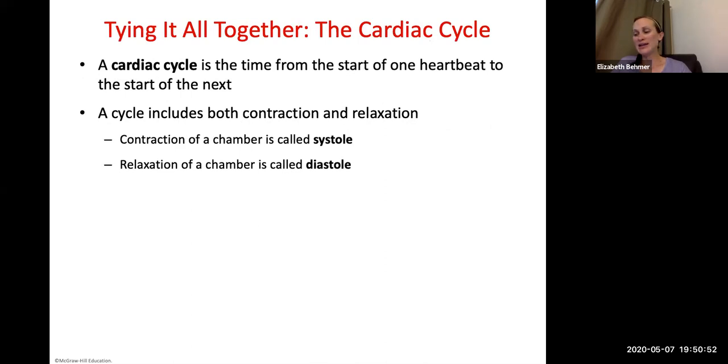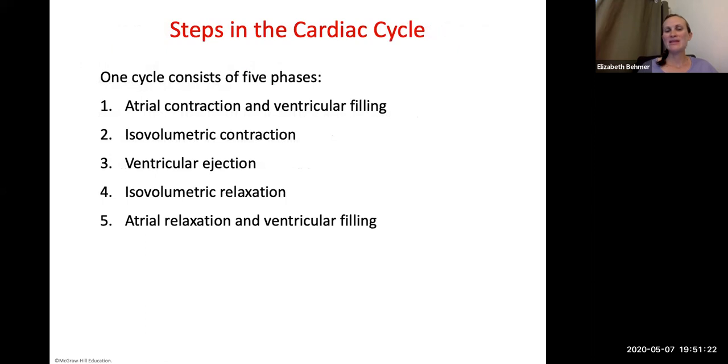A cardiac cycle is all of the events involved in a single heartbeat, and that's your final note question. I think we've covered all the note questions up to this point. So that's Roman numeral 11. The cardiac cycle is the time from the start of one heartbeat to the start of the next. A cycle includes contraction and relaxation. When a chamber contracts, we call that systole, and when it relaxes, we call that diastole. This is important when we get to blood pressure, which we talk about, diastole and systole, in the next chapter.